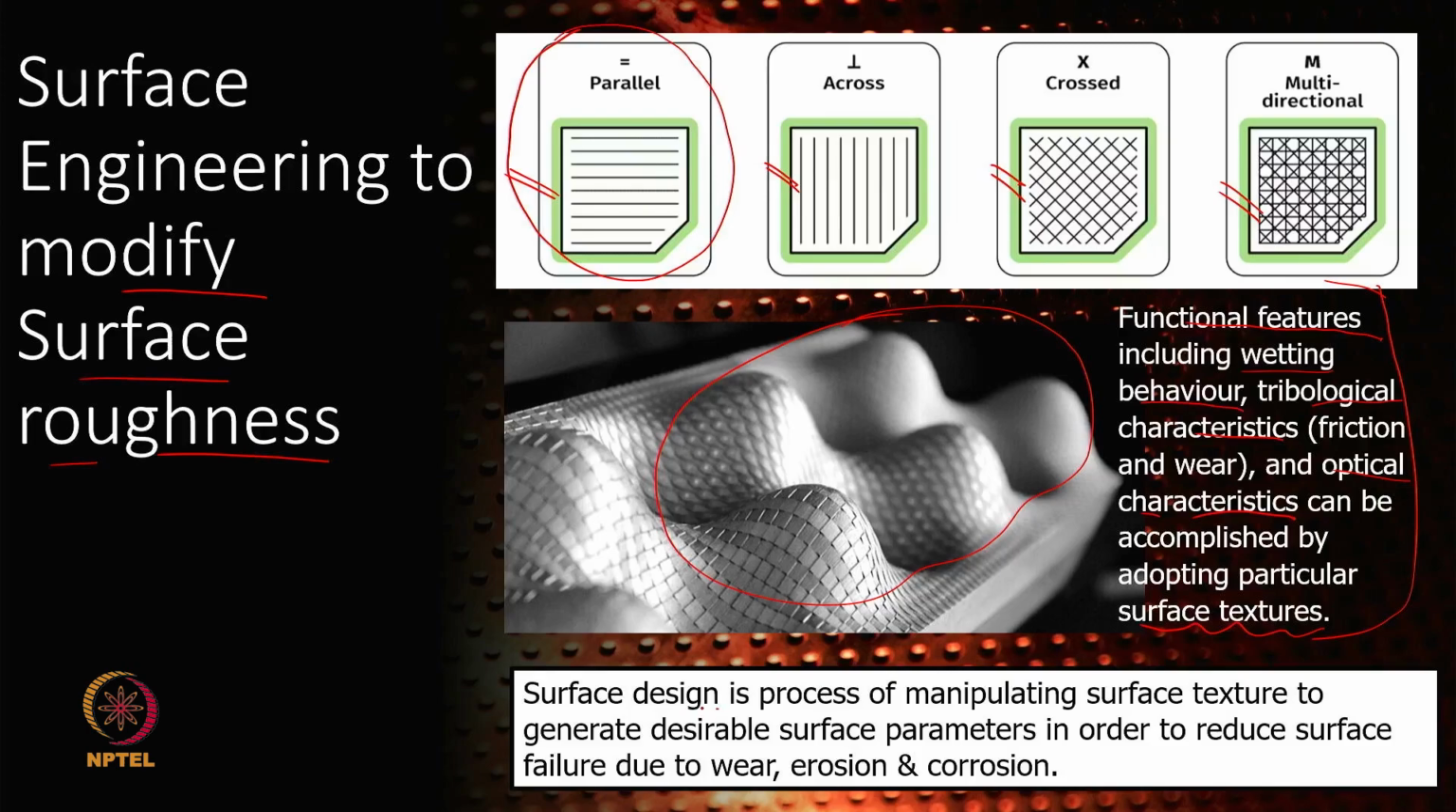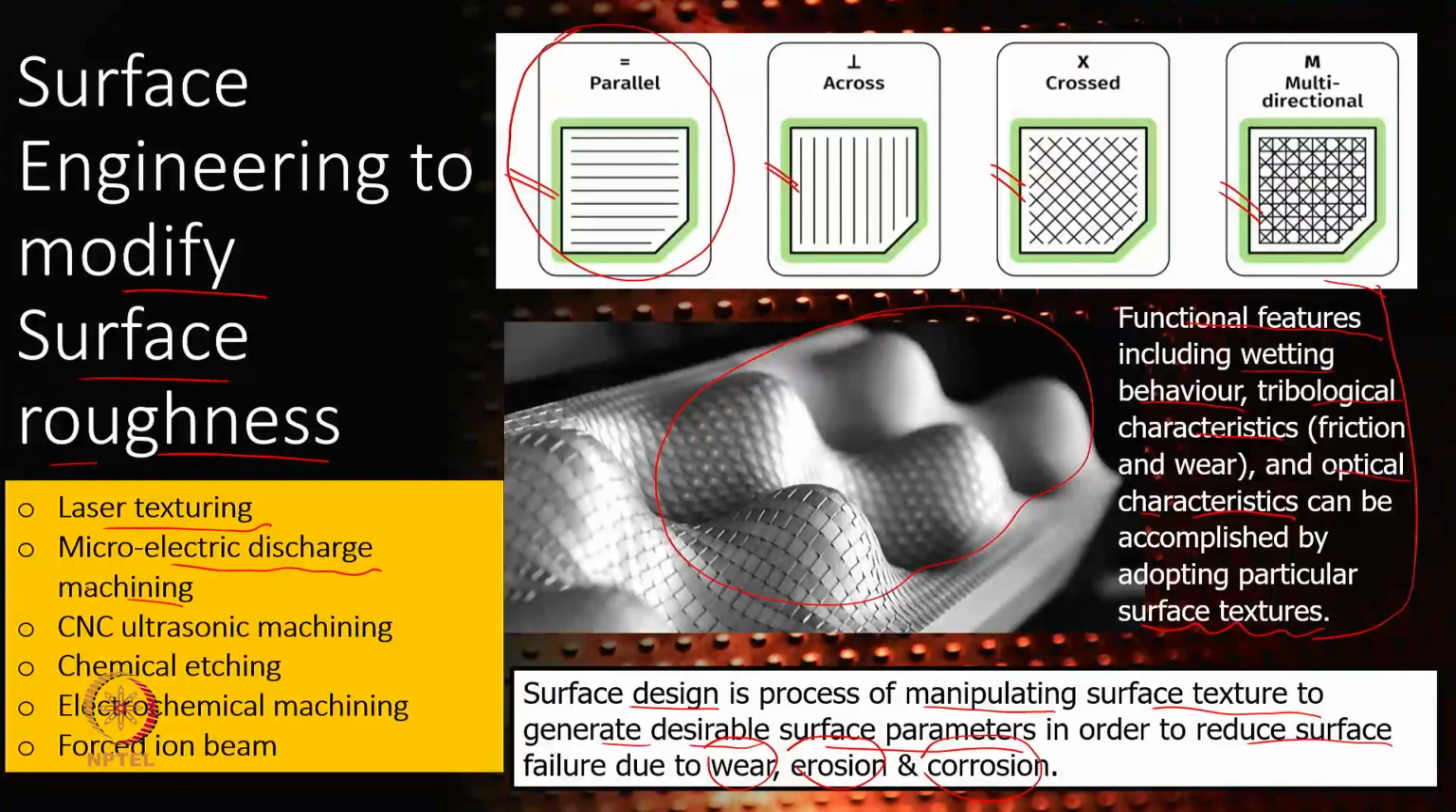So, we can say surface design is a process of manipulating surface structure to generate desirable surface parameters in order to reduce surface failure due to wear, erosion and corrosion. If you are able to play with this, naturally we will get desirable results. Now, how do we do that?